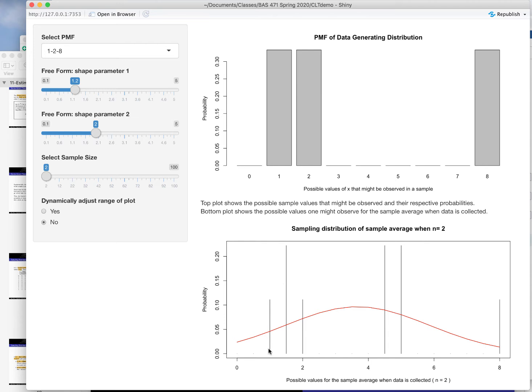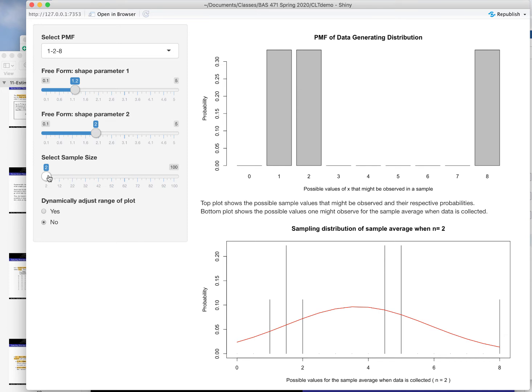Well, I might get an average value of 1 if both those data values happen to be 1. I might get a value of 1.5 if one of the values is 1, the other is 2. And so each one of these little lines here represents a possible value for the sample average of size 2 that I might observe. And so this would be my sampling distribution of that sample average. We'll talk about what this red line is here in a second.